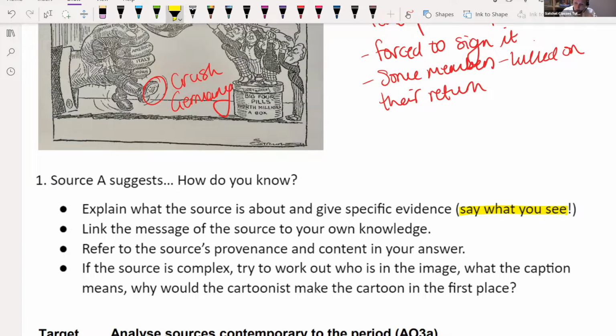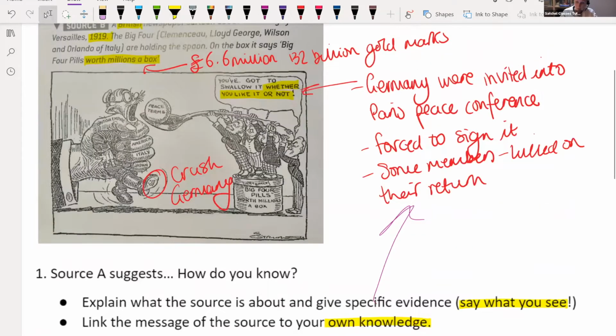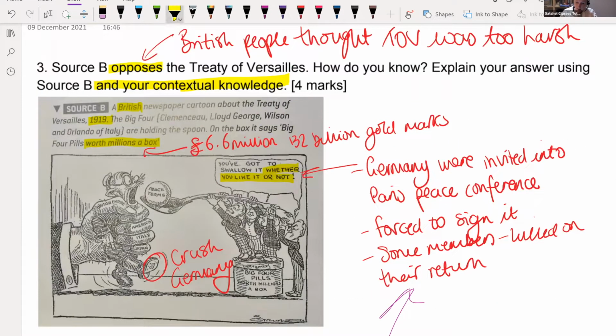Link the message of the source to your own knowledge. Now, that's exactly what we've done up here. Okay, so you've already done that if you've annotated it first. Refer to the source's provenance and content in your answer. So we've had a look at the provenance up here. We've analysed that here. We've also looked at its content.